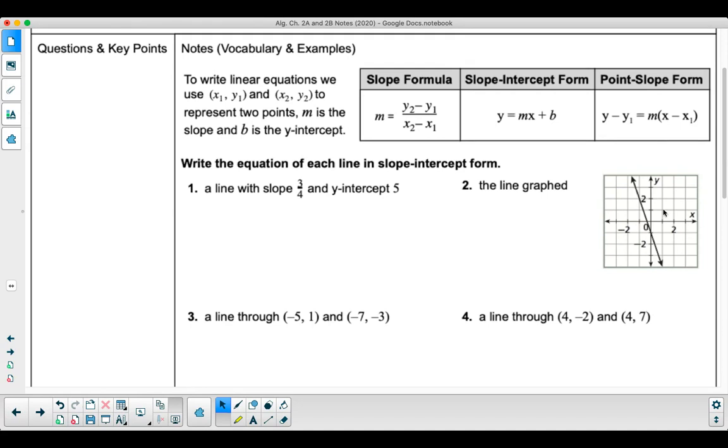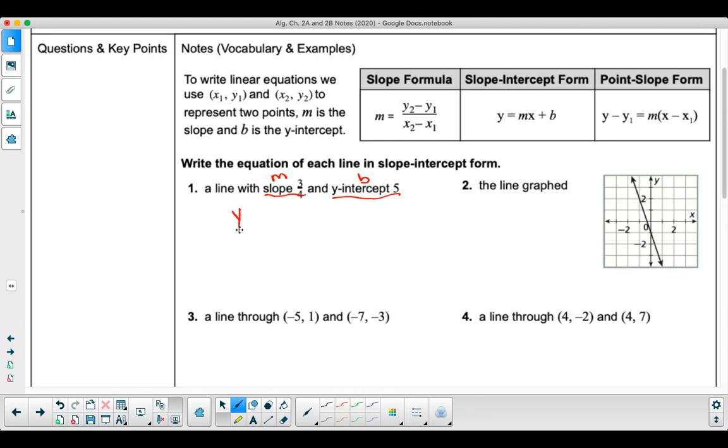All right, so let's practice using these. So let's start. We want to write the equation in slope-intercept form of a line with a slope of 3/4 and a y-intercept of 5. If you are given your slope, that's going to be your m value. If you are given the y-intercept, that's going to be the b value. So if you are given m and b, all you have to do is put it into the slope-intercept form.